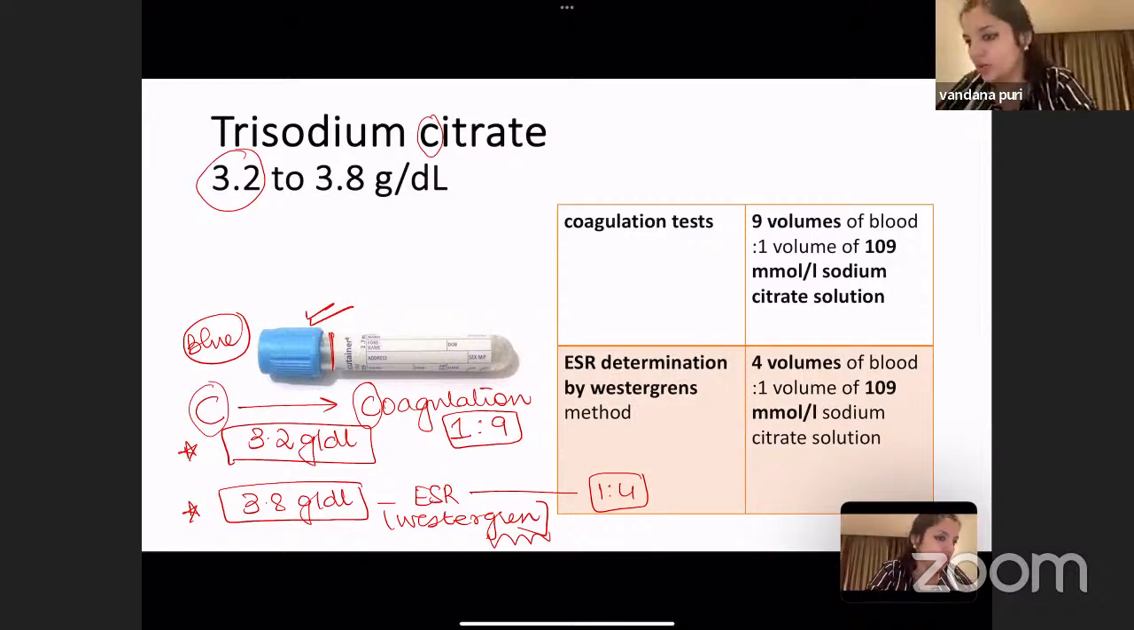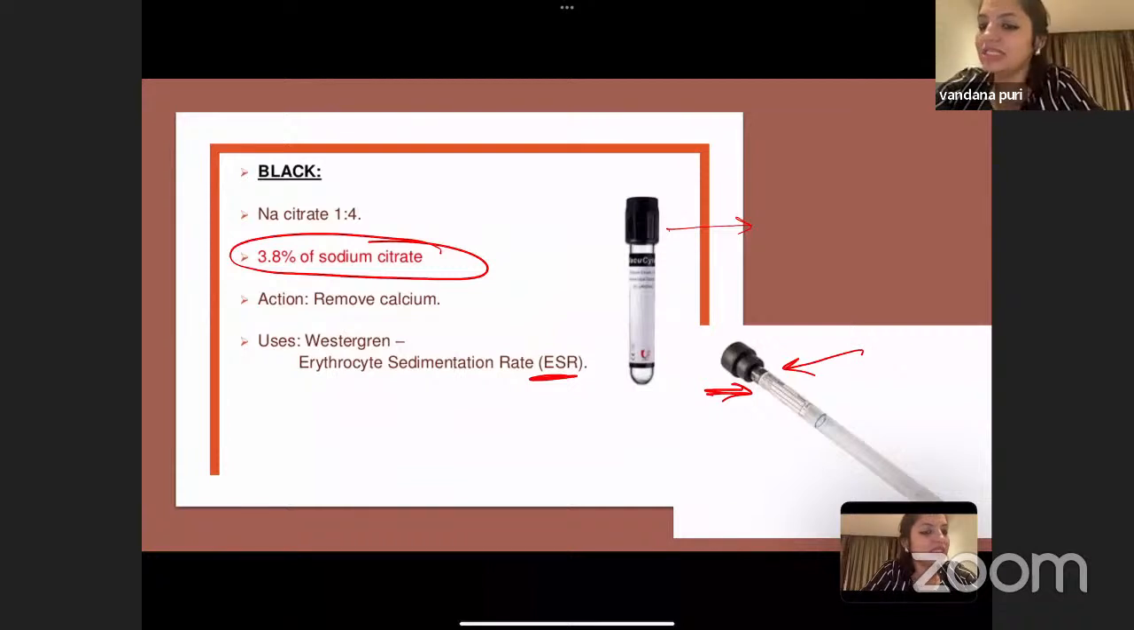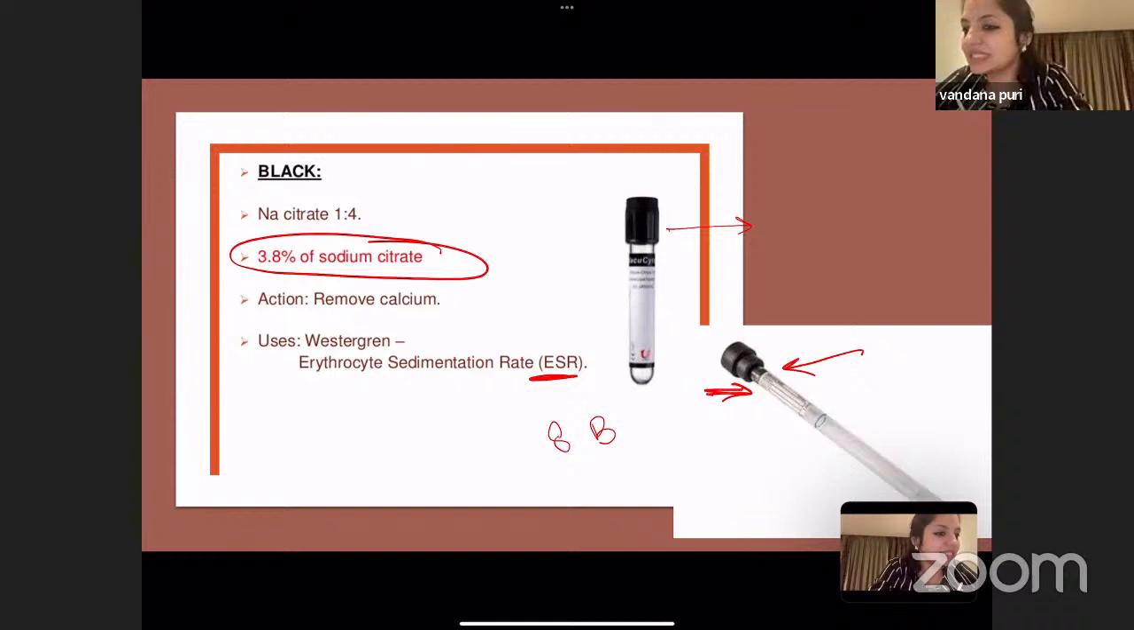So blue: B, what is closer to B? C alphabet, no? So blue color is for citrate, trisodium citrate, and it is for coagulation. At 3.2, blue is the second alphabet, so 2, 3.2 is basically for blue. Remember that. Now 3.8, 8, you write 8 like this. So 8 is basically black. B is like 8, isn't it? So it is for the black topped vacutainer, and this is for your ESR.